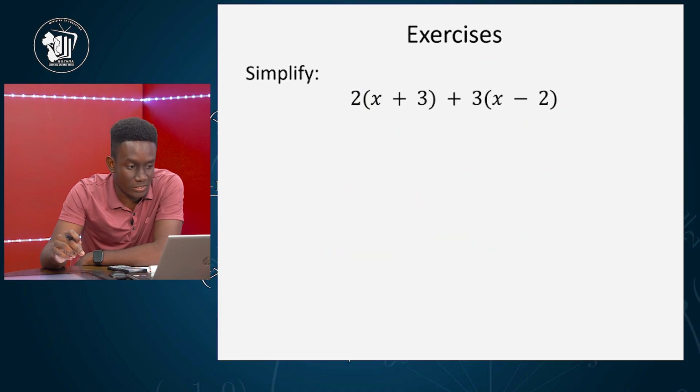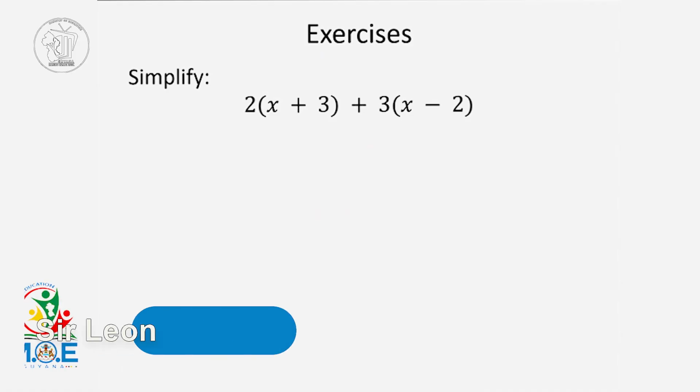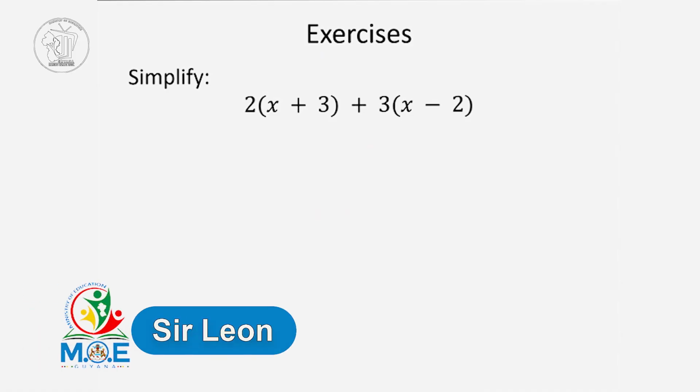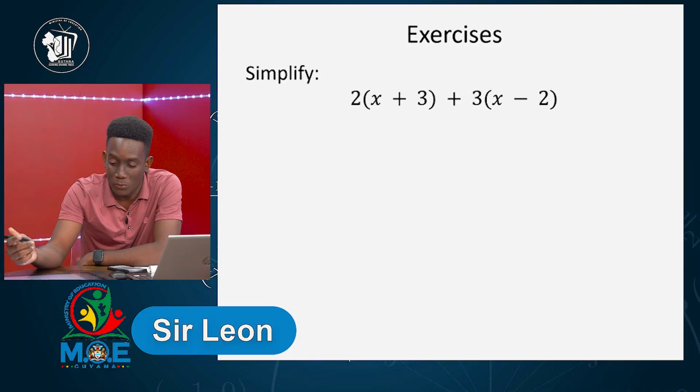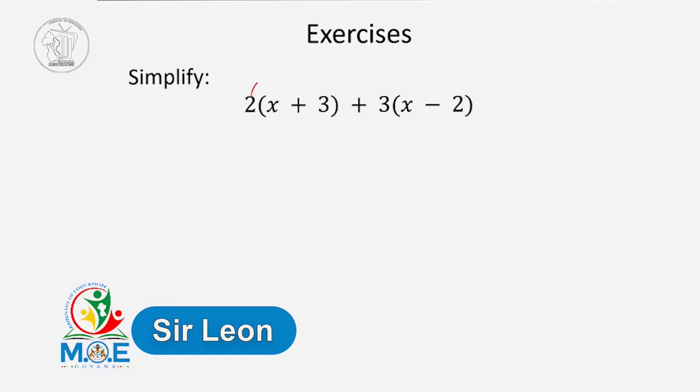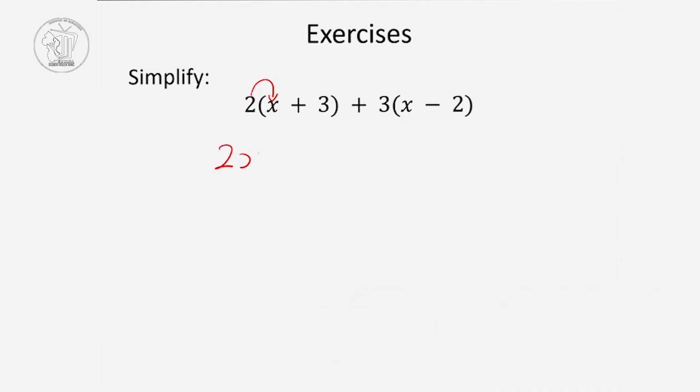So let's proceed to this example. We have to simplify this. So we have 2 open bracket x plus 3 close bracket plus 3 open bracket, x minus 2. And we want to simplify this. Once again, we have to distribute in order for us to remove the bracket, and then we put the like terms together. So we distribute here. The 2 times x would give me 2x. And then the 2 times the plus 3 would give me plus 6.